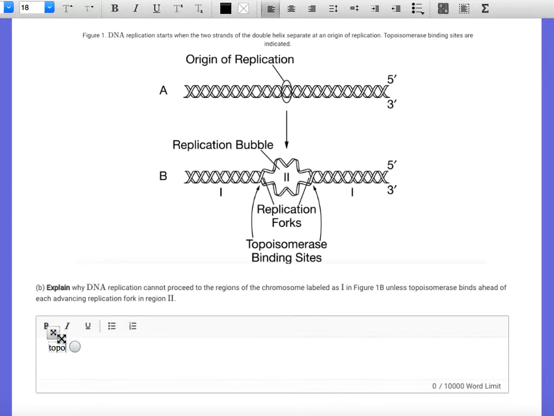So topoisomerase, they call it relieving torque, technically. Topoisomerase has to move ahead of helicase to relieve the stress caused by the unwinding of the helix.